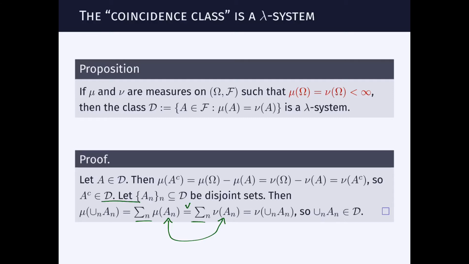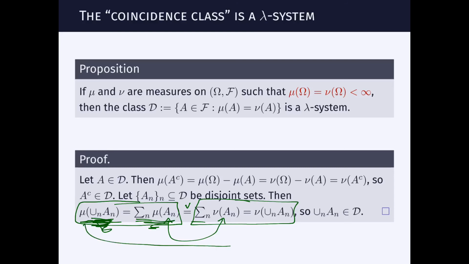And for this equality here, we just use the fact that mu is a measure. Measures are sigma additive, so the measure of a disjoint countable union is the sum of the measures. And we use the same to show equality here. So in the end, mu of this union equals nu of this union, which means the union is in the class, and this concludes the proof.